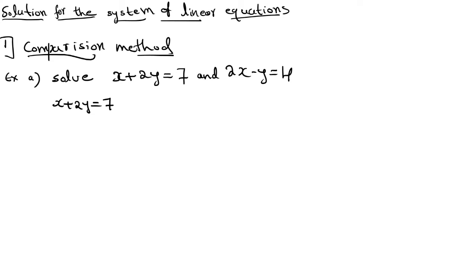You can write it as, this implies, keeping x in the LHS, it's equal to, take 2y to the RHS. So you will get 7 minus 2y. While shifting plus 2y to RHS, it will become minus 2y. Okay, take it as equation 1. Now see, consider the second equation. The second equation is 2x minus y equal to 4.